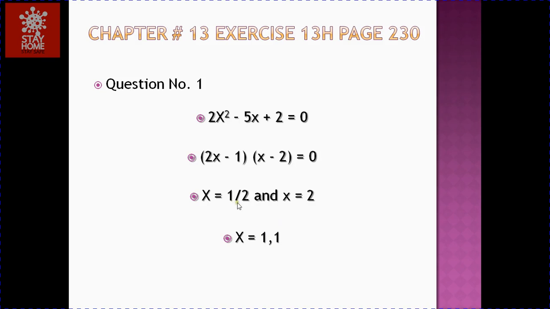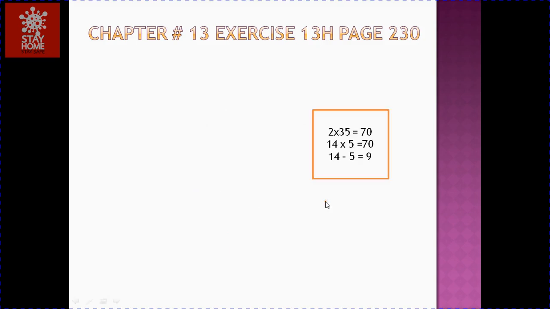Here the answer is 1 over 2 and 2, not 1 and 1. By mistake it is written 1 and 1. So the answer is x equals 1 over 2 and x equals 2.